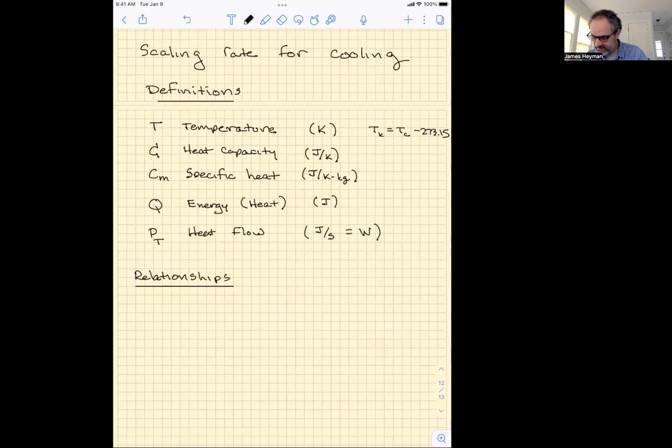So first, the heat capacity is related to the specific heat. It's just the specific heat per unit mass times the mass. And so it's the specific heat per unit mass times the density of the object times its volume, okay? So it's worth noting here that the heat capacity of an object is proportional to its volume.